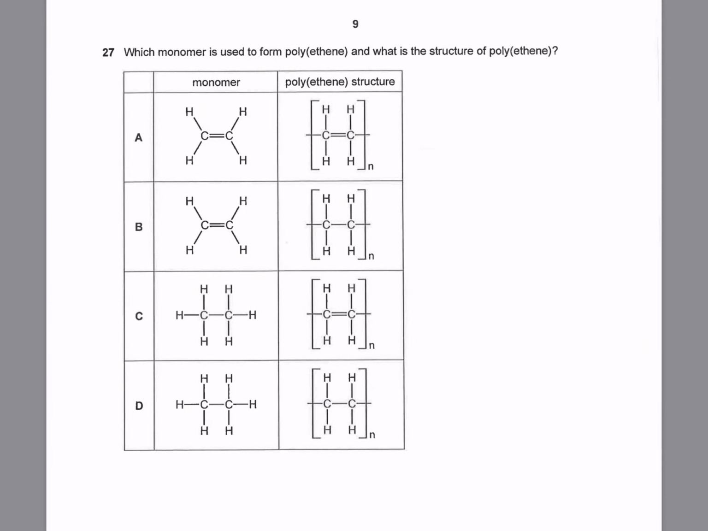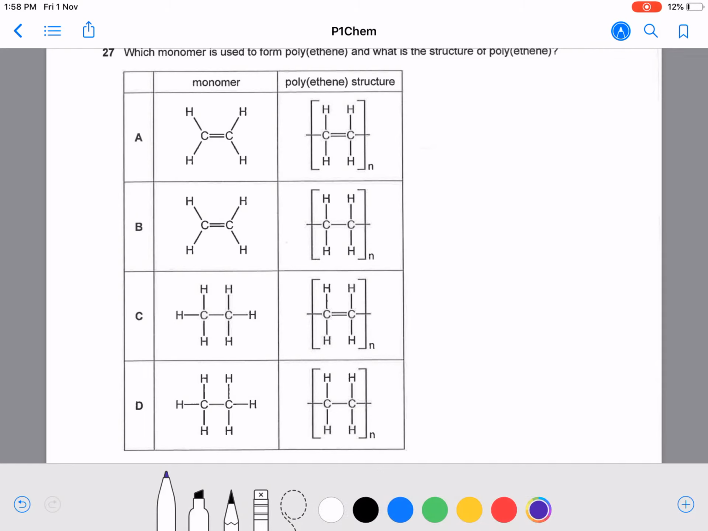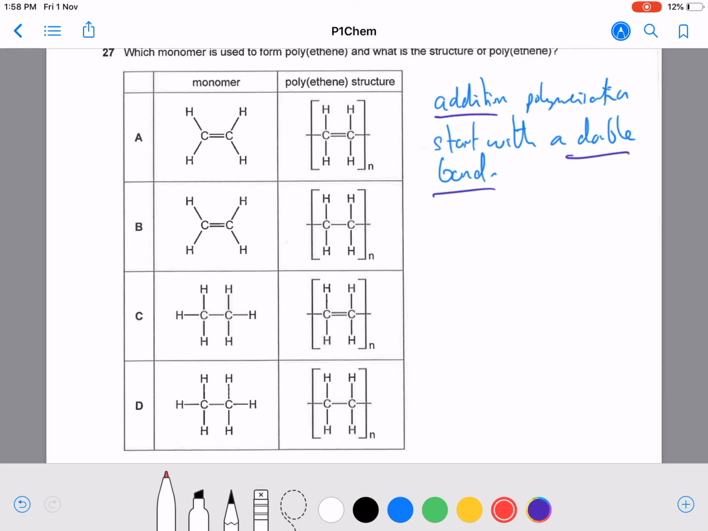Okay, this is a nice plastics question. This is addition polymerization. How do we know it's addition polymerization? We know because we start with a double bond. Addition polymerization, you must have a double bond. You cannot polymerize a single bond. So that means that's wrong and that's wrong.